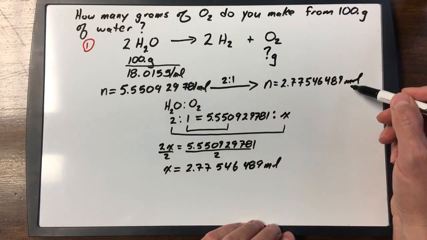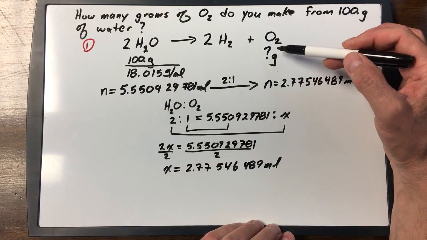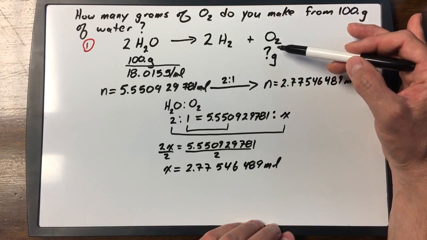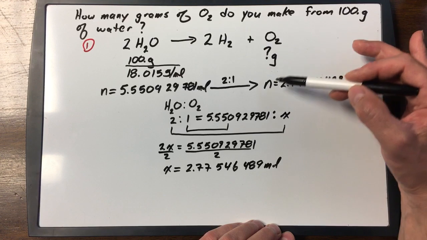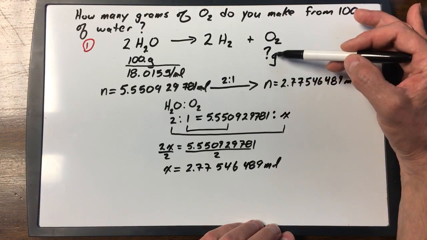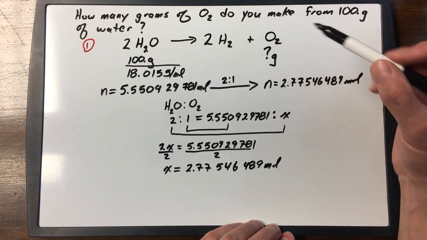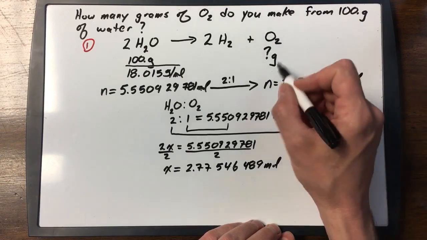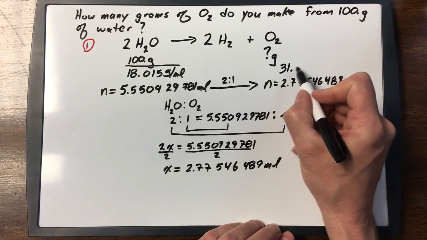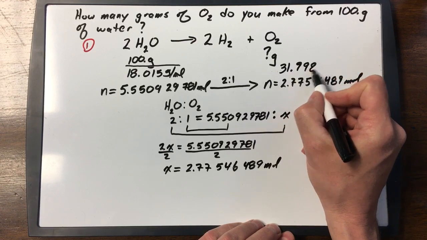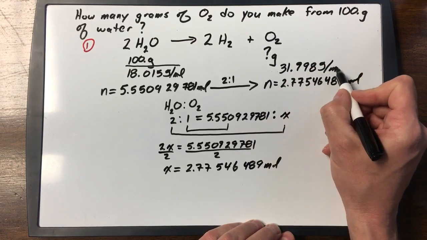We know the number of moles of oxygen, but remember we started with our target here. It's asking for the mass, or how many grams of oxygen, so we have to go from moles and convert to mass. To go from moles to mass, we need the molar mass, and because we're dealing with oxygen, we're going to use the molar mass of oxygen, which is 31.998 grams per mole.